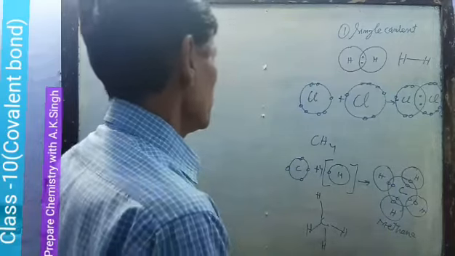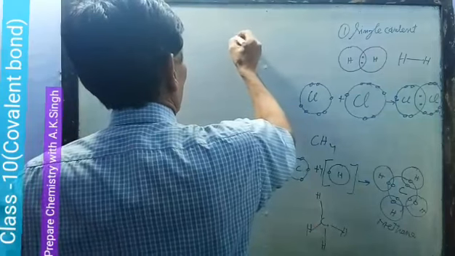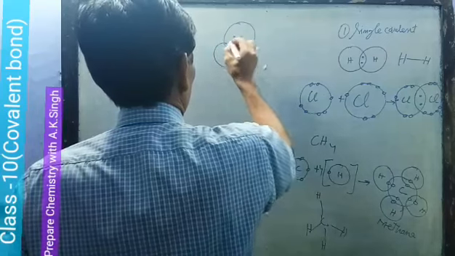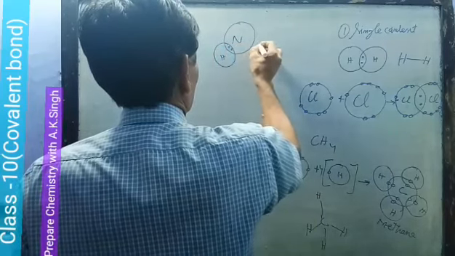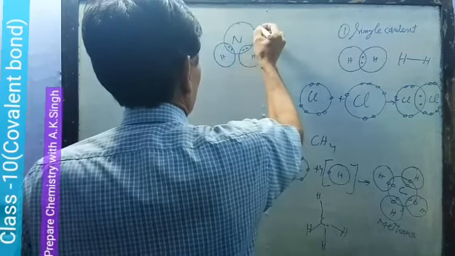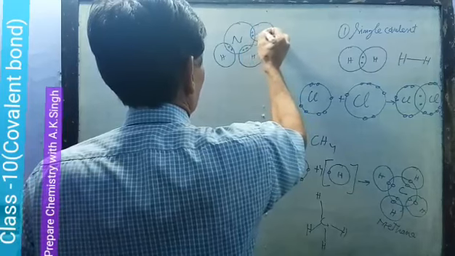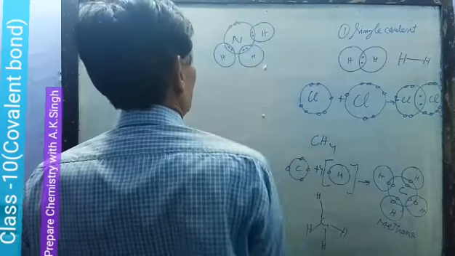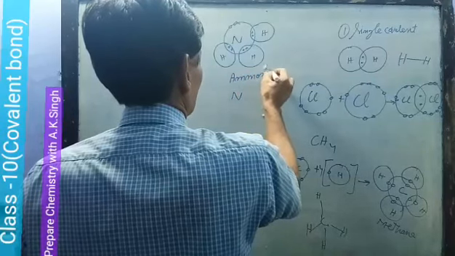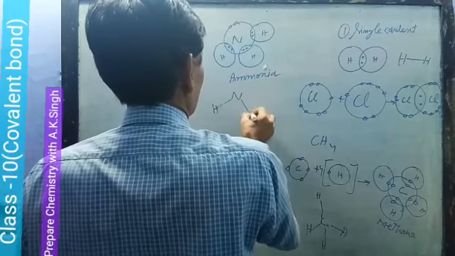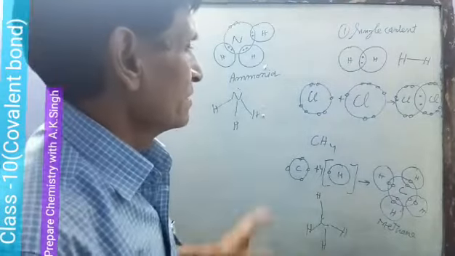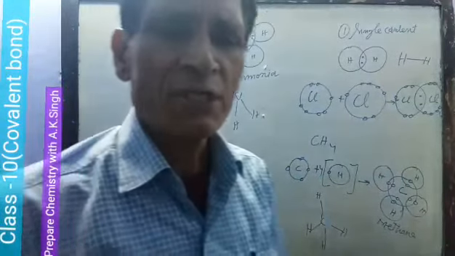The structure of ammonia, like that: one nitrogen atom shares one electron with this hydrogen, another electron with this hydrogen, next electron with this hydrogen, and one is a non-bonding pair of electrons. This is the ammonia molecule. Electrons are shared and there is formation of ammonia molecule. That is the example of single covalent bond.